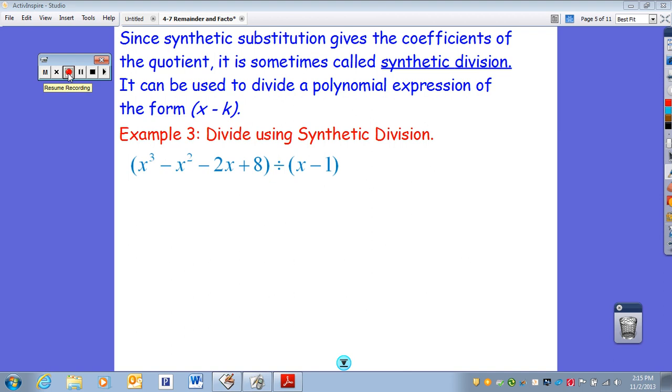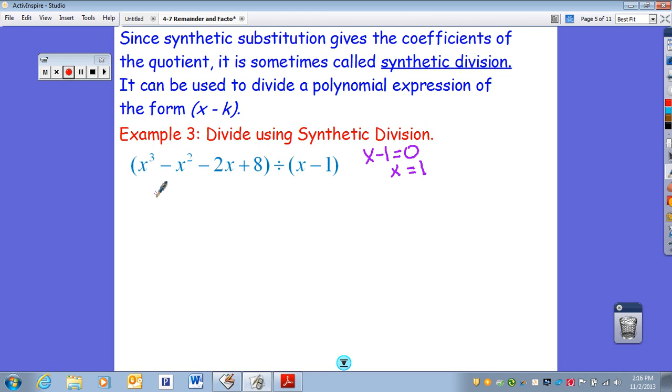Since synthetic substitution gives us the coefficients of the quotient, it's sometimes also called synthetic division. And we can use synthetic division to divide a polynomial expression by a divisor of the form x minus k. So let's take a look at example 3, and instead of using long division, we're going to use synthetic division. Here's how we can think about this. We want to find one of our solutions, or what x equals. If we have x minus 1, we could set that equal to 0, so that one of our solutions is really x is equal to 1.